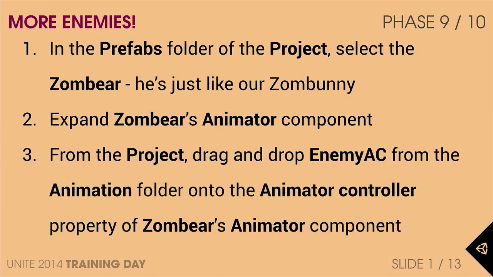Okay, cool. So just to reiterate that last point, we have a Zombear. He's very much the same as our Zombunny. He has the same rig. So when we created this asset, it's rigged the same way, and that means that we can apply animation. It will look and behave the same as the Zombunny. So what we've done is expand the Zombear's animator component, and we've dragged and dropped the same enemy AC that we made for the bunny onto the controller for the bear. So it's going to behave in exactly the same way.